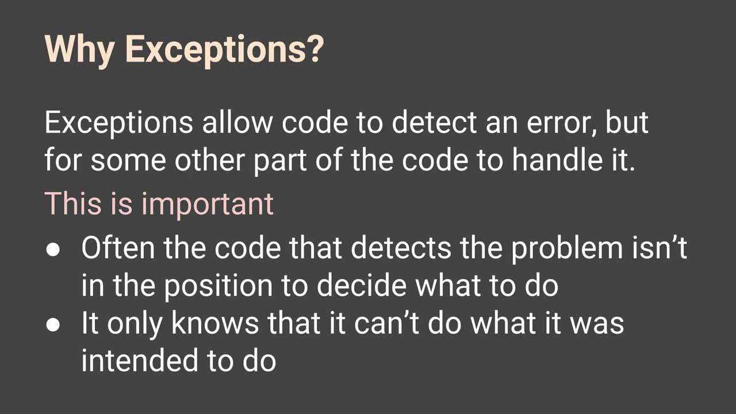Often the code that detects the problem is not in the position to decide what to do. More frequently, we'll be calling a function, and inside the function we might be able to detect that an error occurred. But inside of the function, we don't really know why that function had been called, right? Most of the time we write a function, it's reusable. It's called many, many different times, and depending on when it was called, might require us to do something different based on that error. So a function that can detect that there's an error might not really know what to do about it, and exceptions allow us to handle that situation.